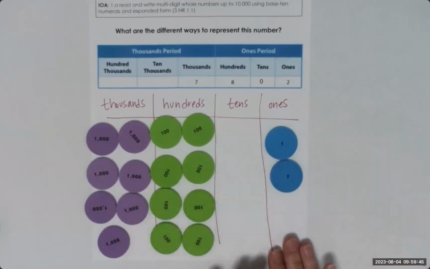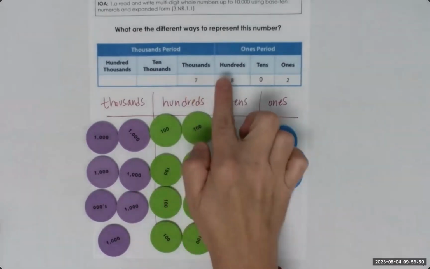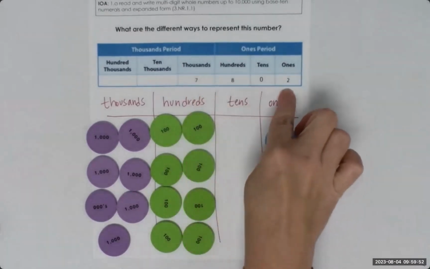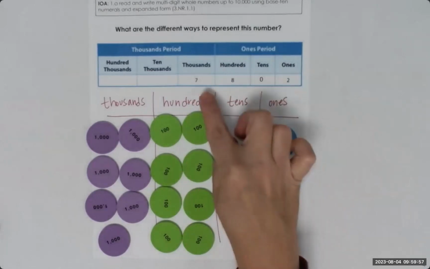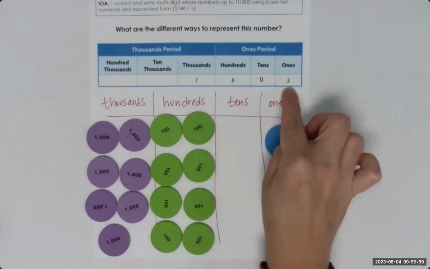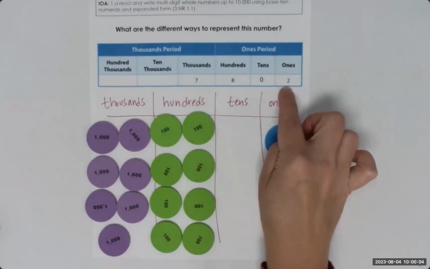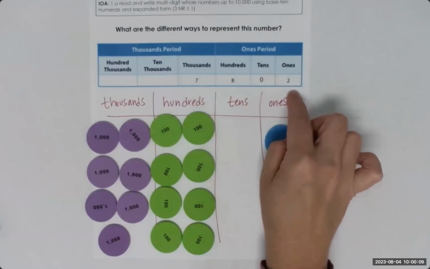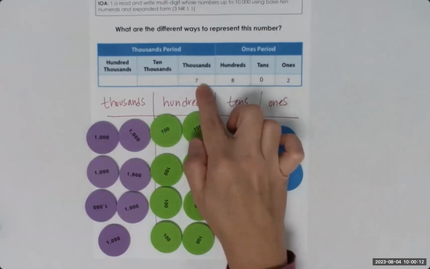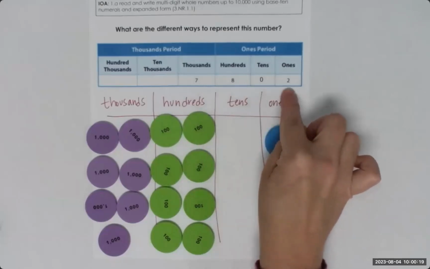Okay, so this is a way that I can represent the number 7,802. Remember, we don't say the word and when we read whole numbers. 7,802. Now, I can represent this same number in a different way. And this is where our base 10 language comes in. So I might say I have 7,000s, 800s. I could say 0 tens or just skip it and I have 2 ones.